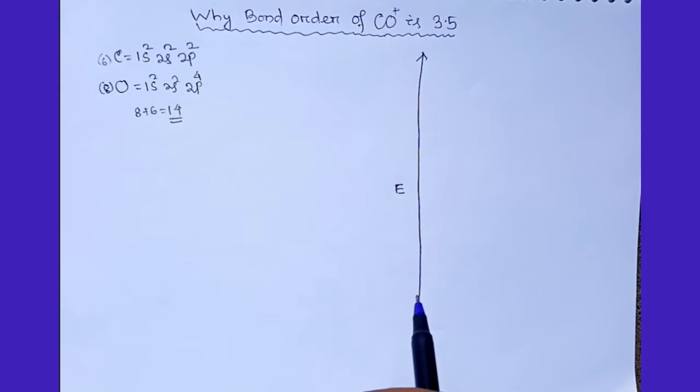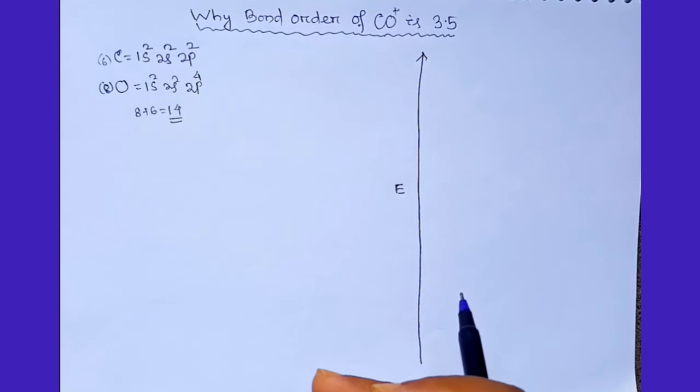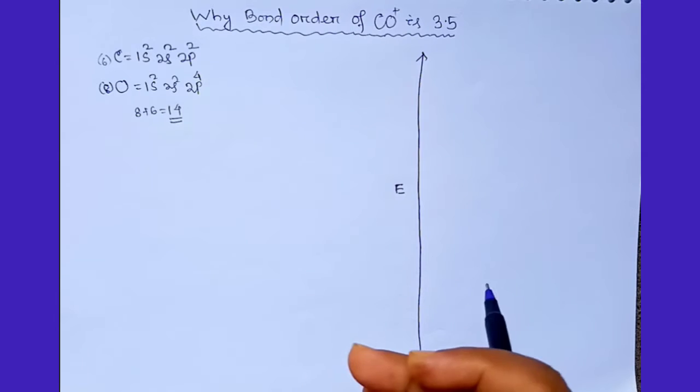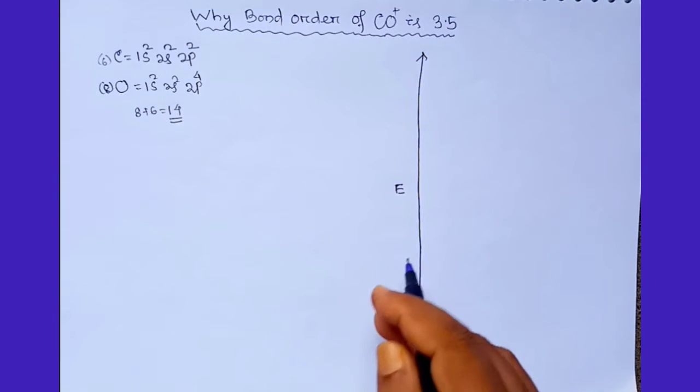So when atomic orbitals combine and form molecular orbitals, they become more stabilized than the atomic orbitals. That's why the molecule is also more stabilized than the respective atoms. That is the tendency: atoms always prefer to combine to form molecules. Why do they do so? By doing so, they become more stabilized. So let's come to our point.